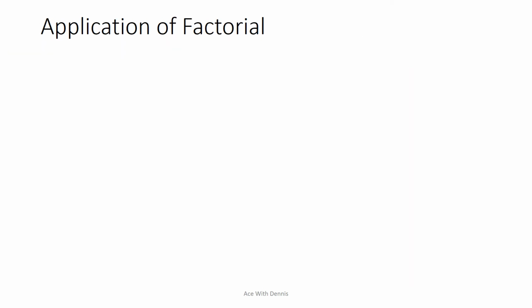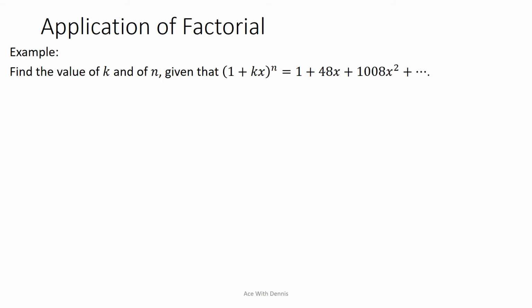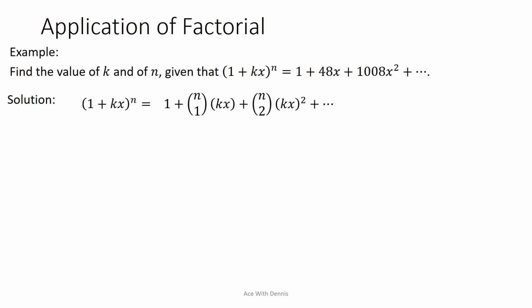Okay, now let's look at the application of factorial. Here's the example. Find the value of k and n given that 1 plus kx to the power n equals 1 plus 48x plus 1008x squared plus dot dot dot. Here's the solution. We apply the binomial theorem formula, we get 1 plus n choose 1 kx plus n choose 2 kx squared and so on. Now the problem here is that we do not know the value of n.